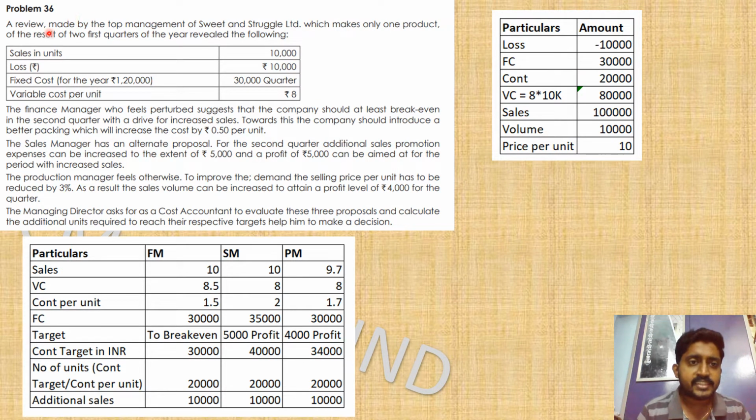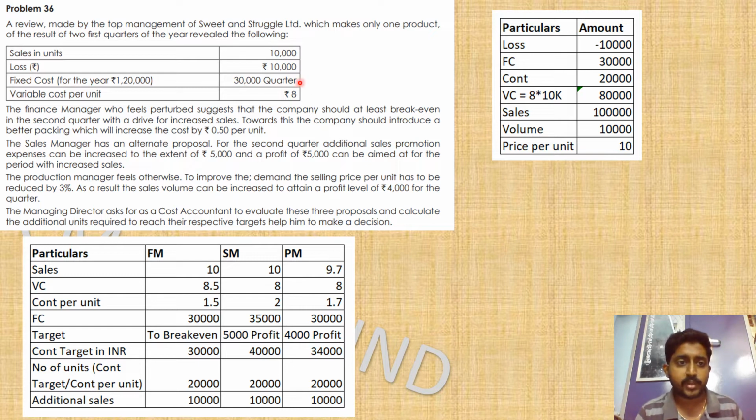So problem number 36. A review made by the top management of Sweet and Strangle Limited, which makes only one product, of the results of the first two quarters of the year, revealed the following. Sales in units is 10,000 units. They have made a loss of 10,000. Fixed cost is given as 30,000 per quarter, so they are giving all the details for a quarter only.